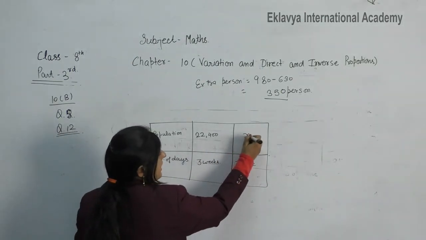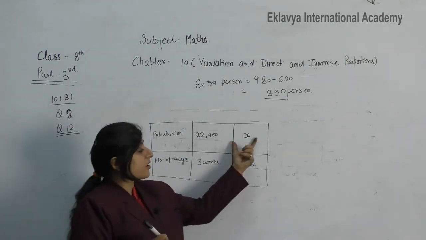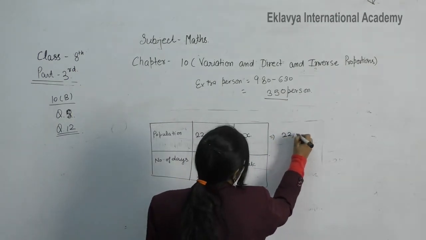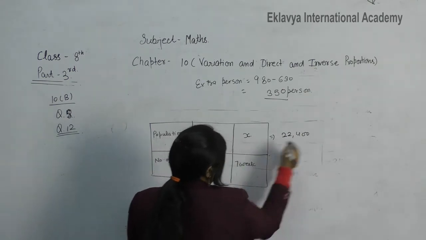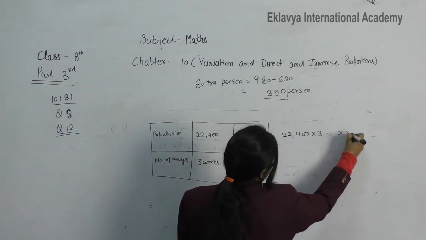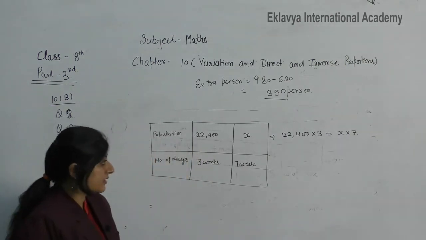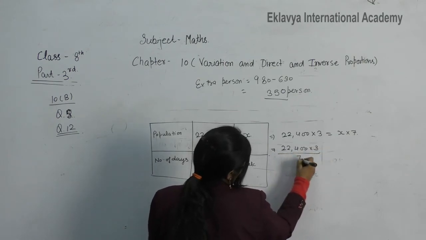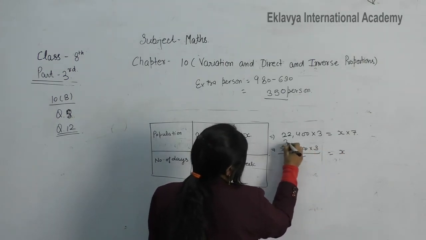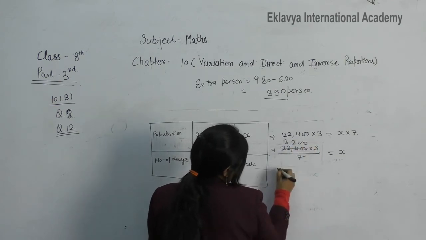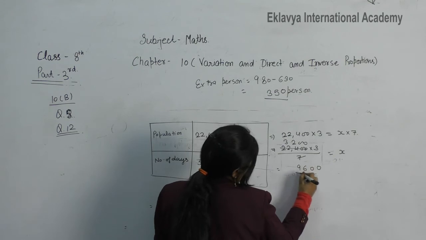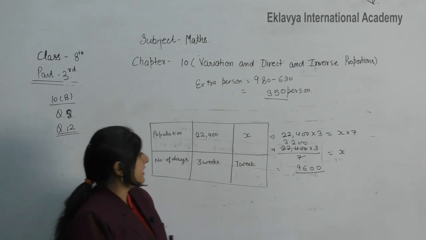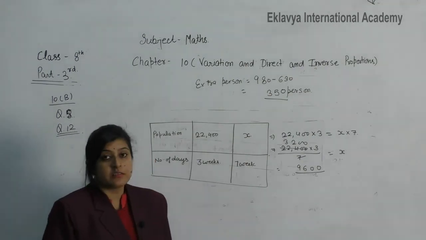Then we can take x. Firstly, we find out how much population is required here. So we can do the same thing: 22,400 multiplied by 3 is equal to x into 7. Seven threes are 21. 9,600 only. That for the 7 weeks we need a population of 9,600.